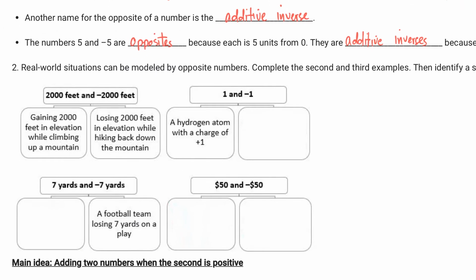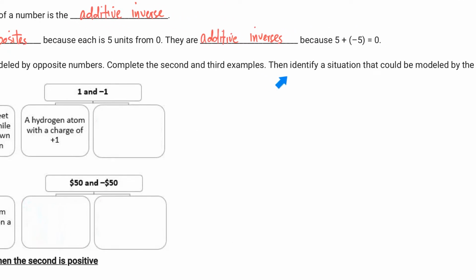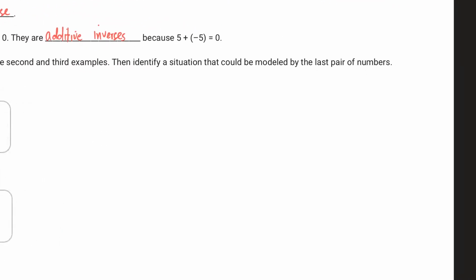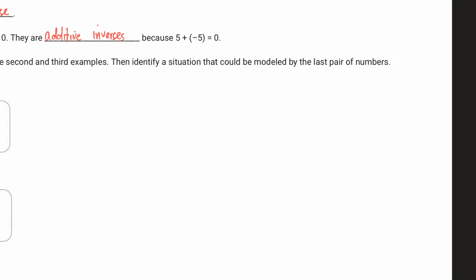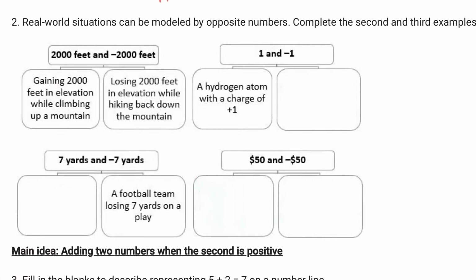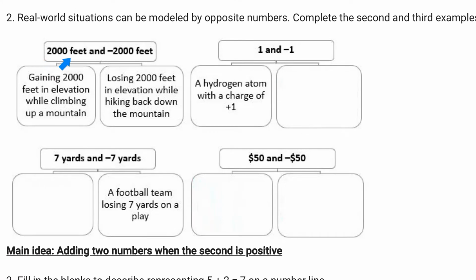So here's some real-world situations that can be modeled by opposite numbers. Complete the second and third examples. Then identify the situation that could be modeled by the last pair of numbers. All right, so we have gaining 2,000 feet and -2,000 feet. So this might be like gaining 2,000 feet in elevation while climbing up a mountain, and -2,000 feet would be losing 2,000 feet. So the key words here are losing and gaining. That would be positive for gaining and negative for losing.